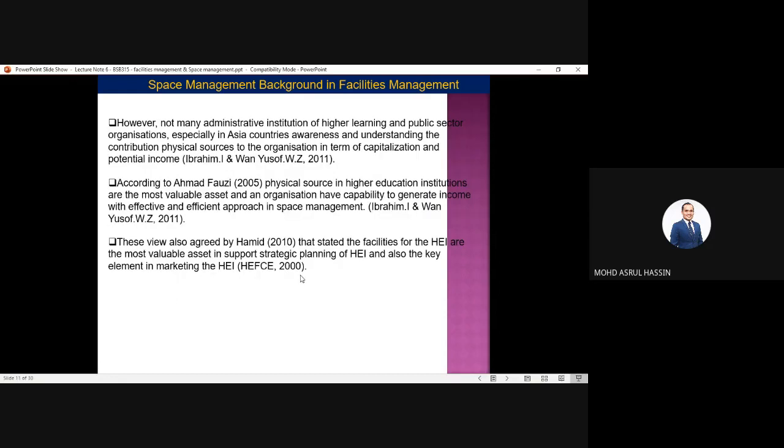Many administrative institutions of higher learning and public sector organizations, especially in Asian countries, including Malaysia, lack awareness and understanding of the contribution of physical sources to the organization in terms of capitalization and potential income. Okay, for example, sometimes we have a lot of good facilities. For example, in UiTM Perak, we have a very good hall. For example, Dewan Sri Iskandar.